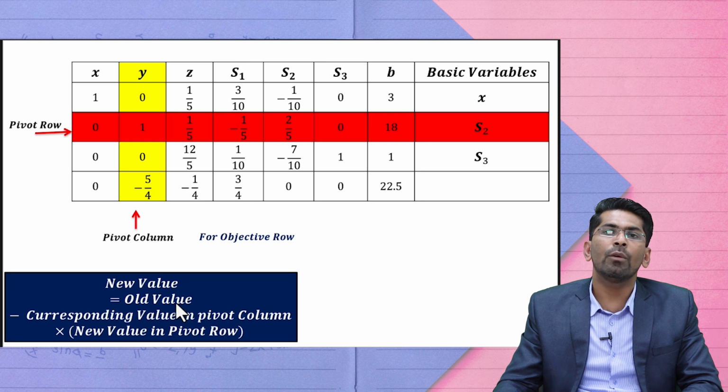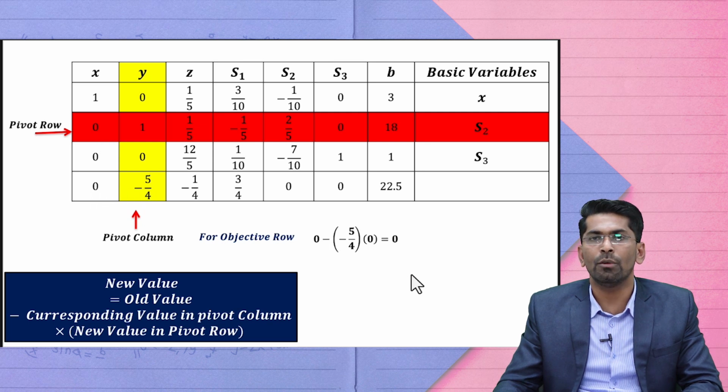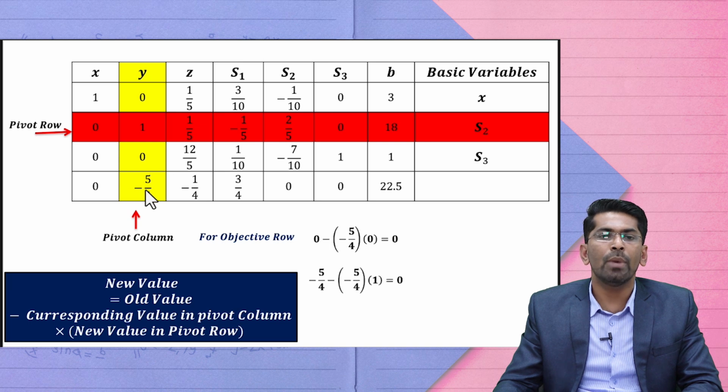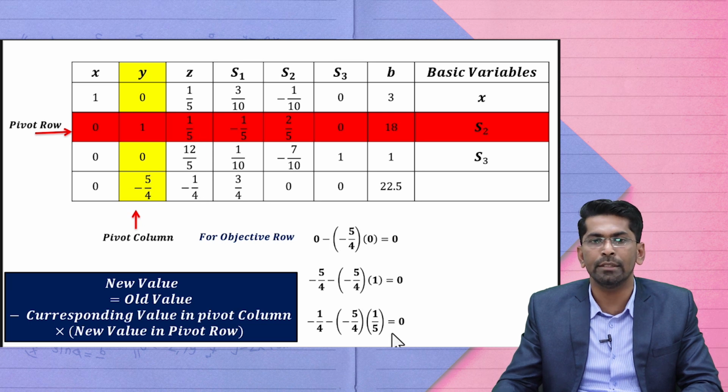So here how we are going to calculate the new value? That is old value, that is here 0, minus corresponding value in the pivot column, that is minus 5 by 4, into new value in the pivot row, which is equal to 0. So it will become 0 minus 5 by 4 into 0, which is equal to 0. Then minus 5 by 4 minus 5 by 4 into 1, which is equal to 0. Then minus 1 by 4 minus 5 by 4 into 1 by 5, which is equal to again 0.